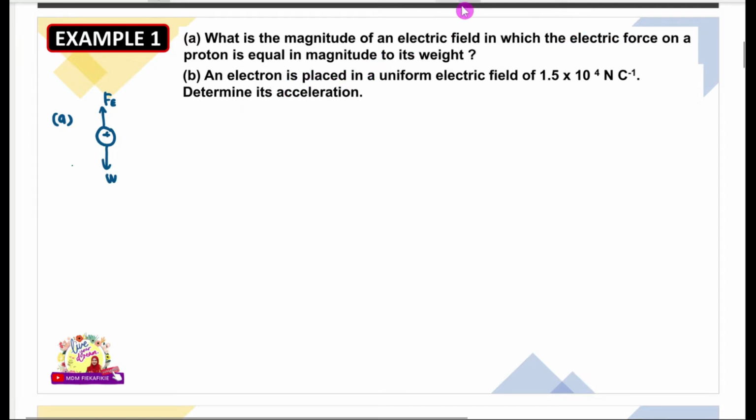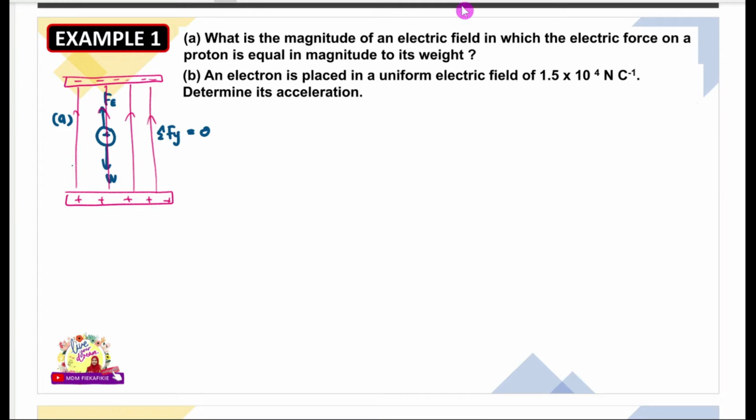Okay, so kita tulis dekat sini lah. So total Fy is equal to 0. Alright, so let's say kita ada proton. So contohnya ini adalah negative plate lah. Okay, negative plate and this is positive plate. Okay, so when proton entering the field, so let's say ini adalah dia punya field, E. Okay, so we can write here that the total Fy is equal to 0.